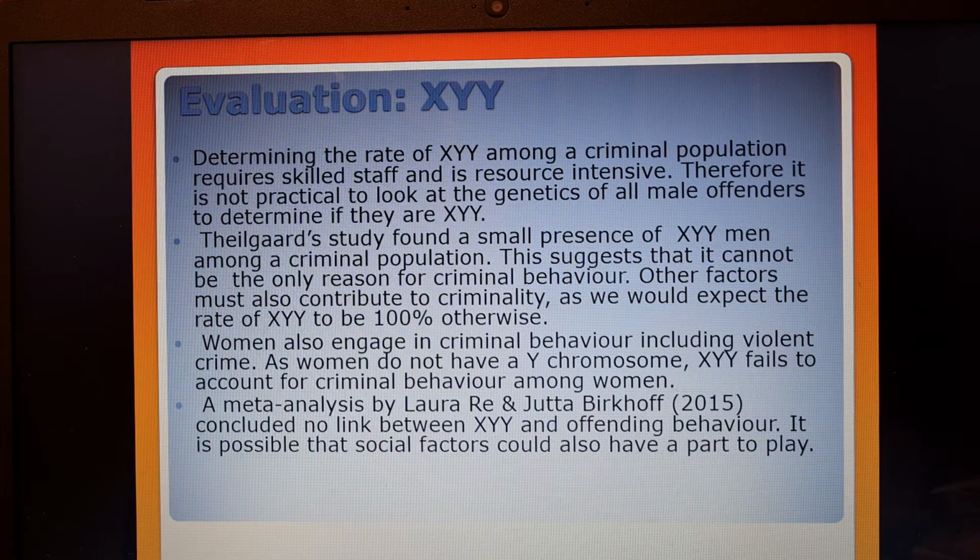In 2015, Laura Ray and Jutta Berkoff carried out a meta-analysis, where they look in detail at and analyse a range of research studies. By looking at a range of journal articles, they found that there was no definite link between XYY and criminal behaviour. So again, it's possible that there could be other factors, such as social factors, affecting a person's behaviour.